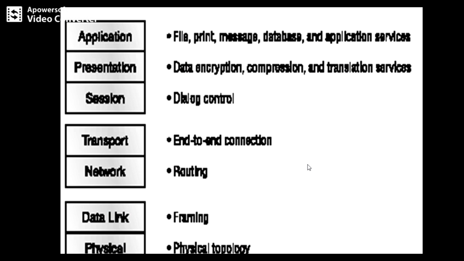You can see here, the application layer provides file service, print service, message, database, and other types of applications. Then the presentation layer provides data encryption and compression. The session layer provides dialog control. The transport layer provides end-to-end connection. The network layer provides routing. The data link layer provides framing, and the physical layer provides physical topology. These are some of the functionality of the various layers in the OSI model.